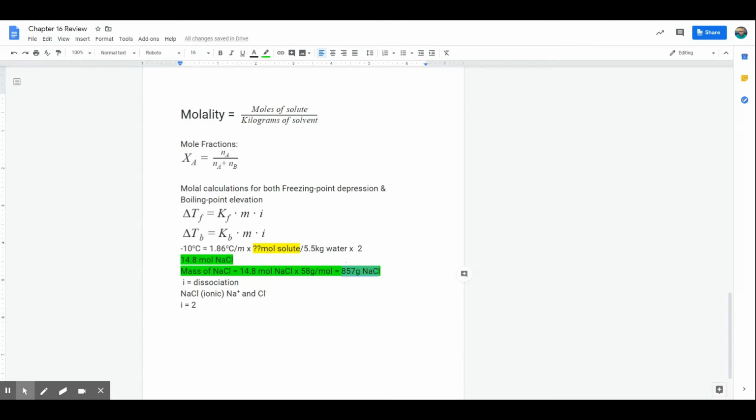Or not boil it, but say I wanted to freeze it. I would have to put 857 grams of sodium chloride in that water, and then it would allow me to get the water down to a temperature of -10 degrees. So that means when it froze and became ice, the temperature of that ice would be -10 degrees Celsius, not 0 degrees Celsius like normal water. So that's how this works. That's how you solve these.